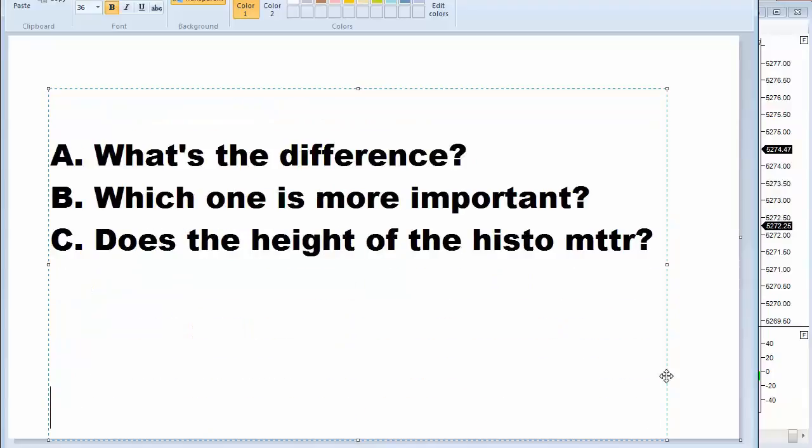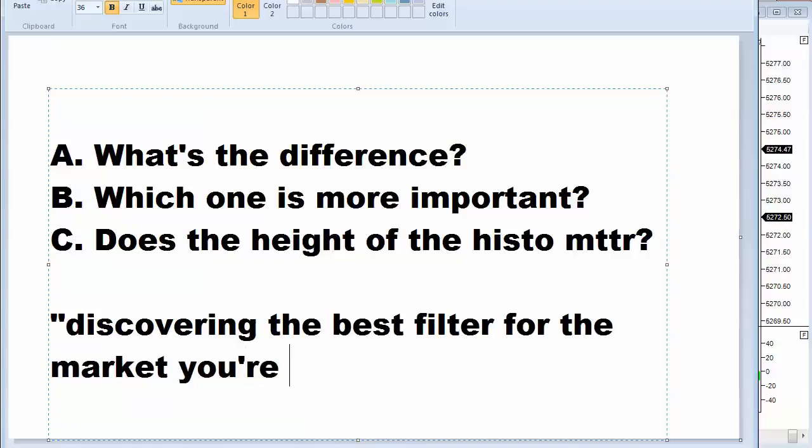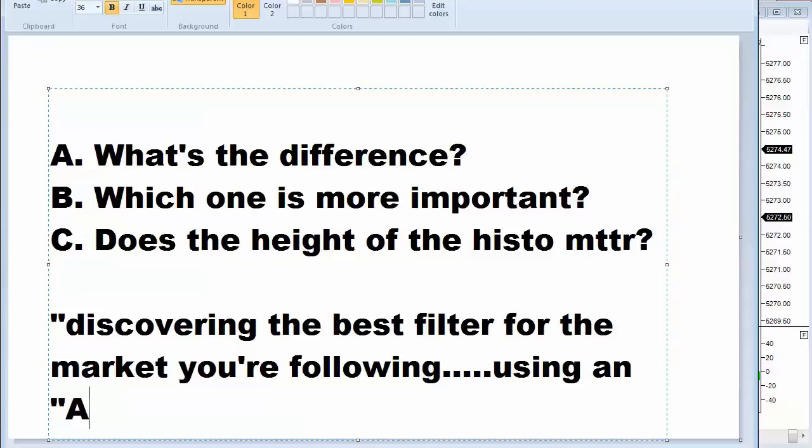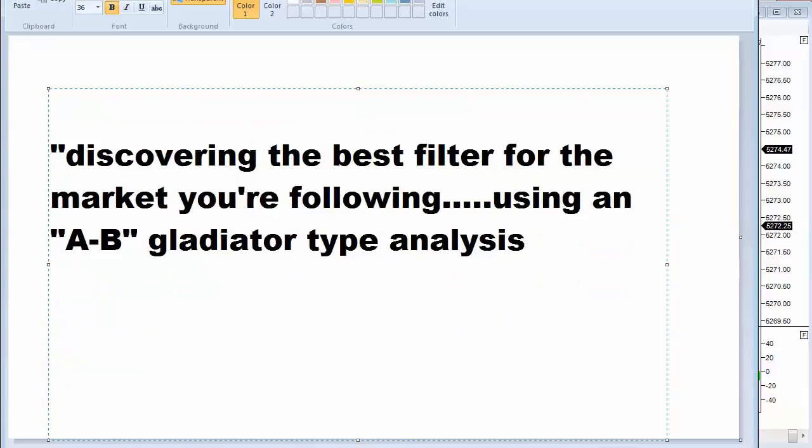And so today I want to talk to you about the process of discovering the best filter for the market you're following using an A/B gladiator type analysis.